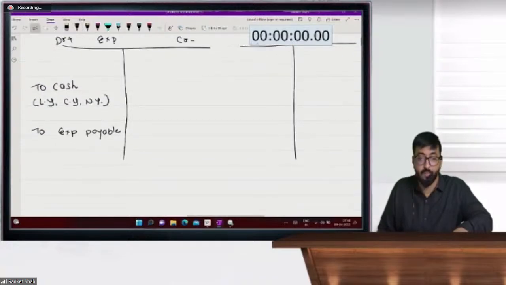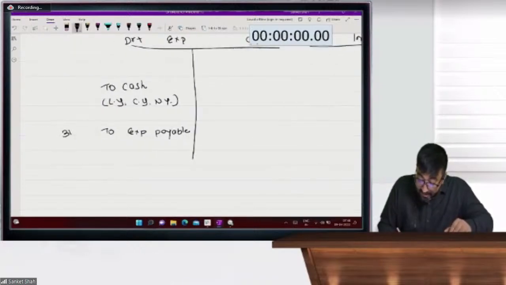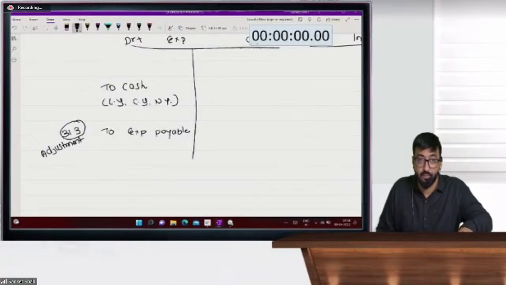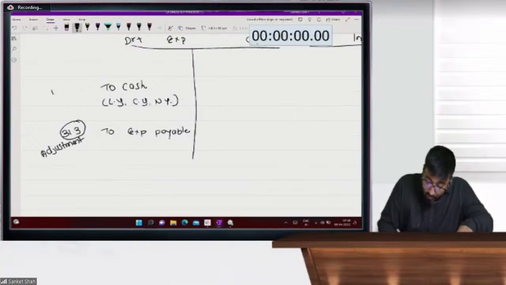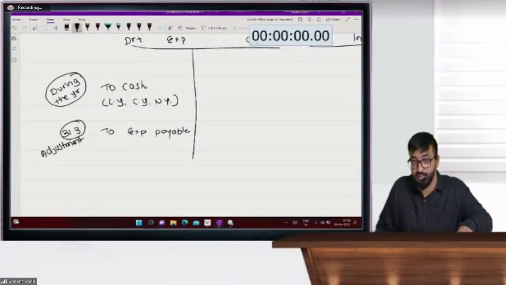Expenses payable. Some expenses you have not yet paid. You are going to pay afterwards. So beta, this is the adjustment entry. This is called an adjustment entry. It does not have any supporting. To cash, you may pay any year. So this is during the year. So you pay, you have some supporting for this. So it is called a trial balance item. Expenses to cash, you paid during the year. But adjustment entry you pass on the last day.